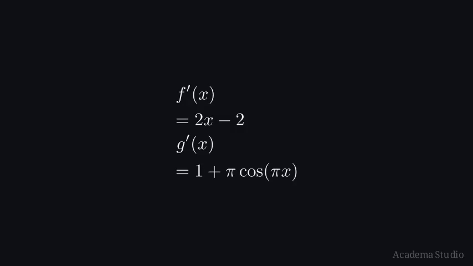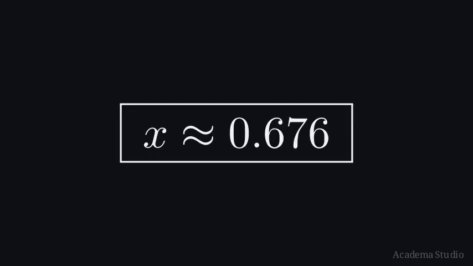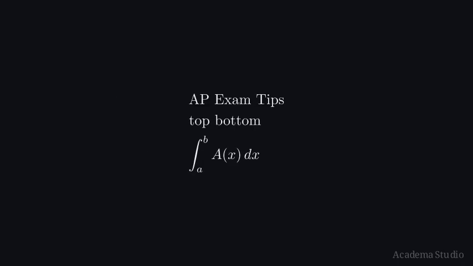Part D. f prime of x equals 2x minus 2. g prime of x equals 1 plus pi cosine of pi x. Setting f prime of x equals g prime of x, we get 2x minus 2 equals 1 plus pi cosine of pi x. So x is approximately 0.675819. Rounded to 3 decimal places, x equals 0.676.